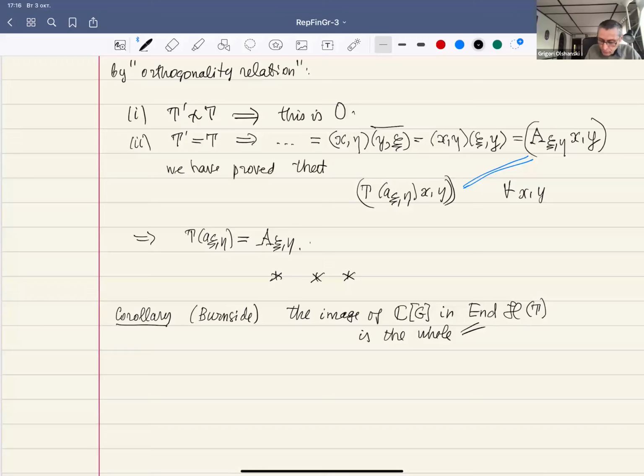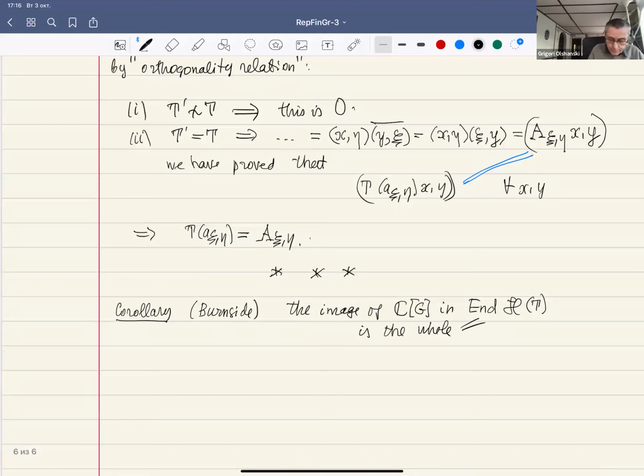I'm sorry. So the image of a group algebra in an irreducible representation is the whole space of operators. So this is a very important result. This is not the only possible proof, but it's good to deduce this in this way. And one more important result is as follows. One more, I propose it as a problem to deduce the following corollary.